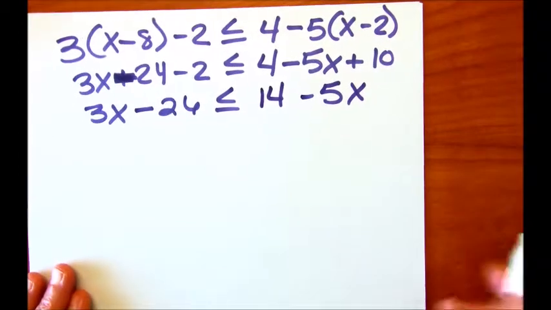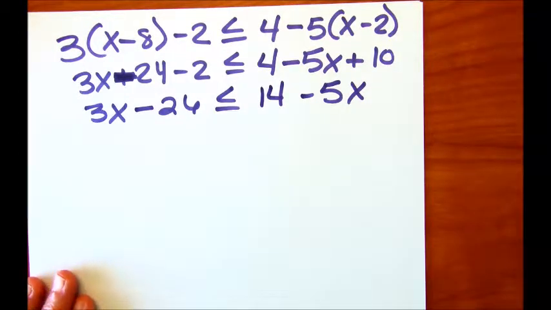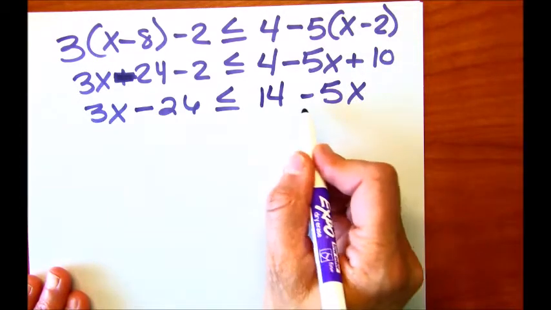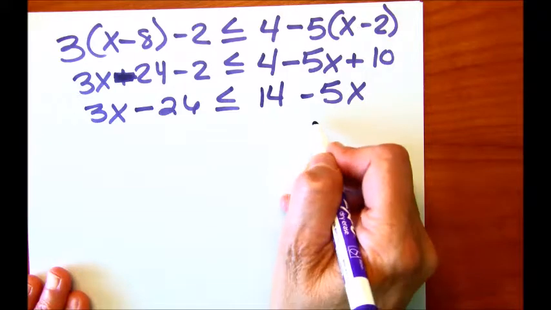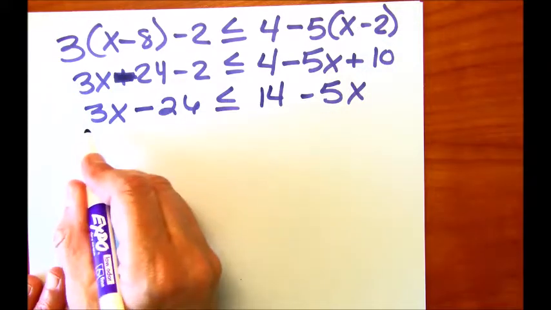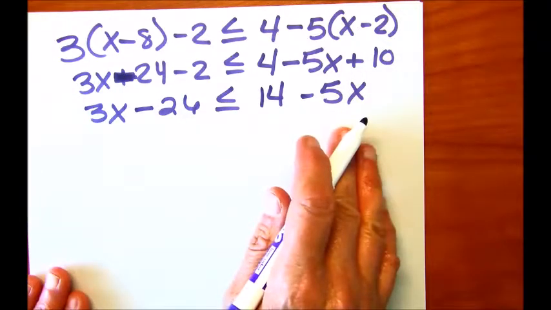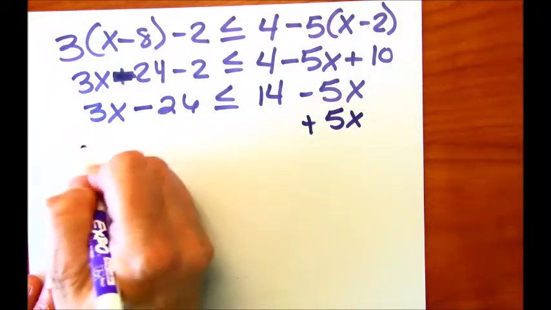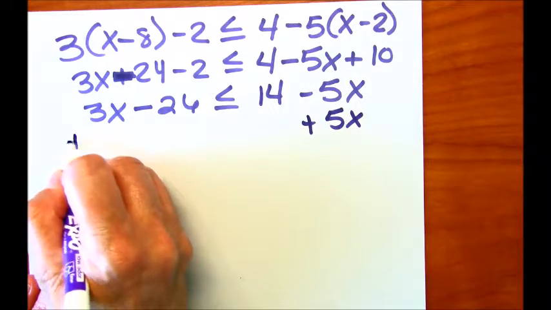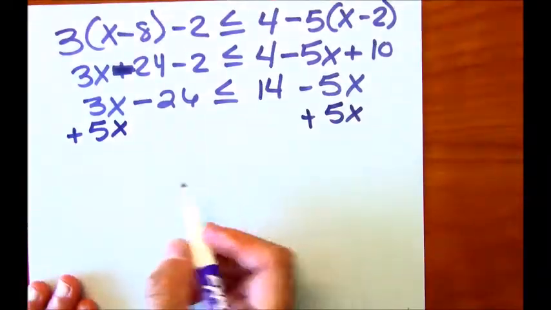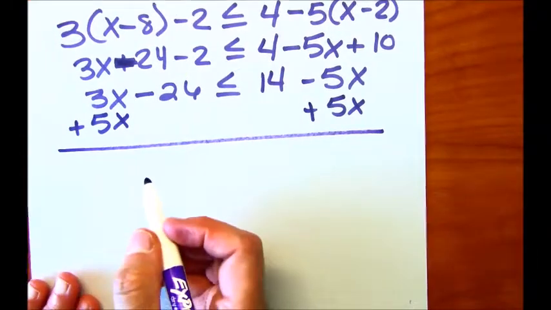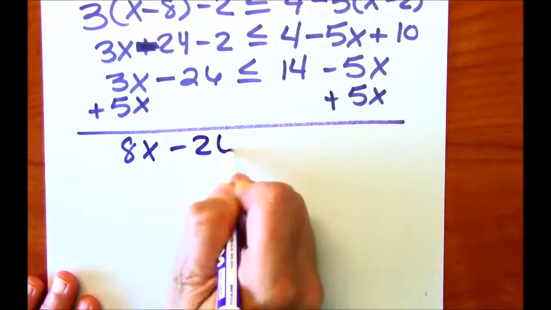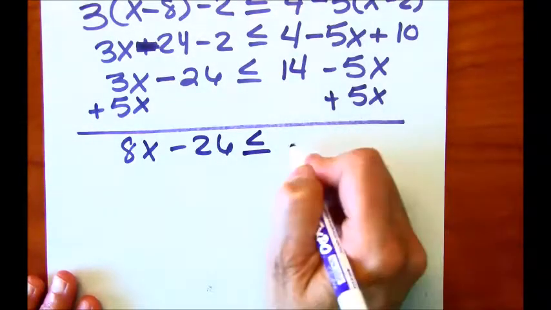All right, moving on. If we move this over by adding 5x, if we were to do it the other way, we would have a negative, and then we would have to switch. So I'm going to go ahead and add 5x. Sometimes you don't have a choice. You got to do what you have to do. But if you can avoid dealing with that negative, it just makes it a little easier. 3 plus 5 is 8, so we've got 8x minus 26 less than or equal to 14.